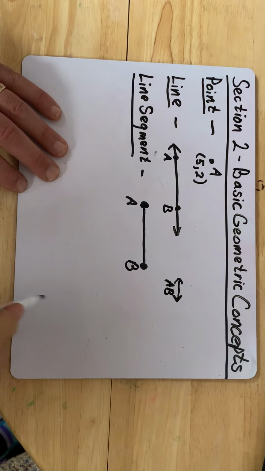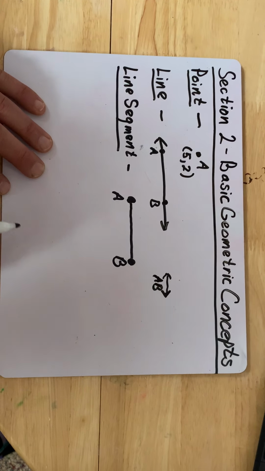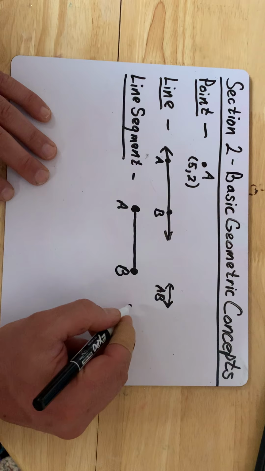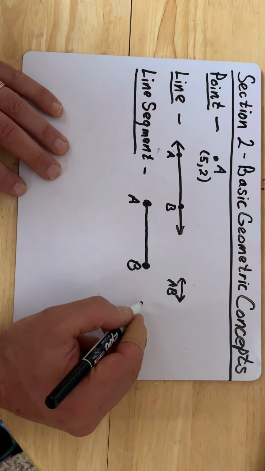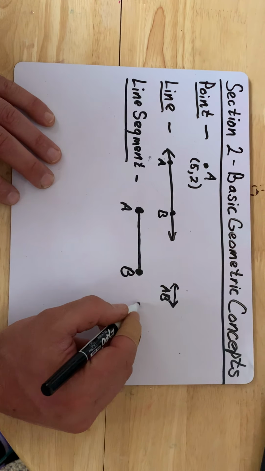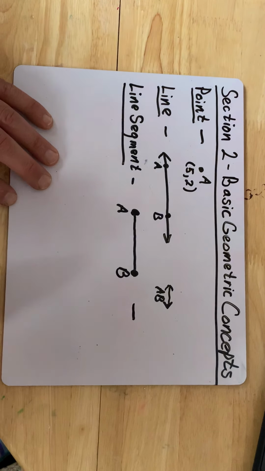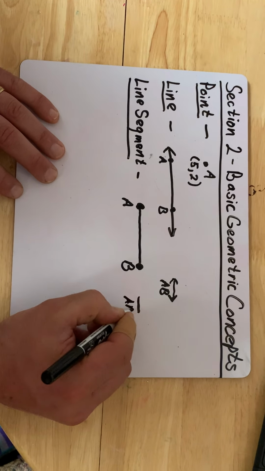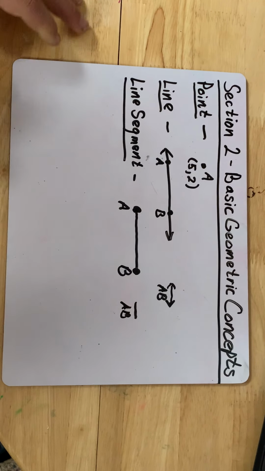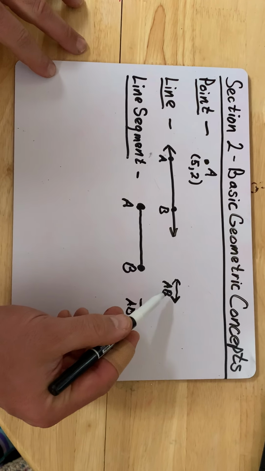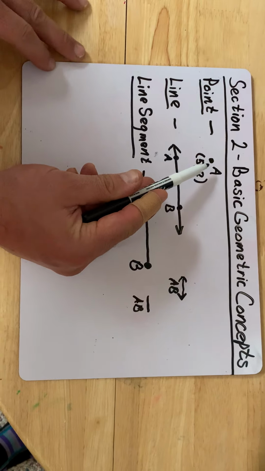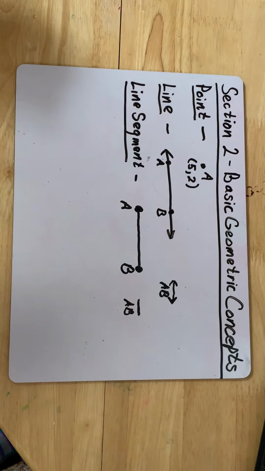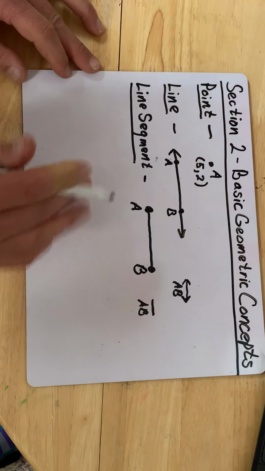If you're reading or writing a sentence, how would you label line segment AB? Just write a line segment with no arrows on it, and AB. So that would be line segment AB. Point A, in a sentence, they'll just use the word point A. All right, moving forward here.